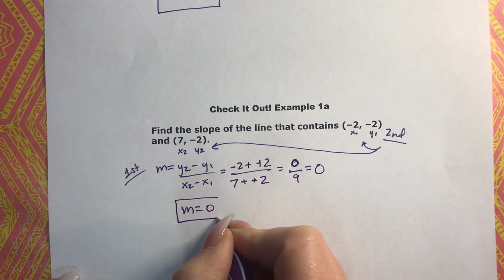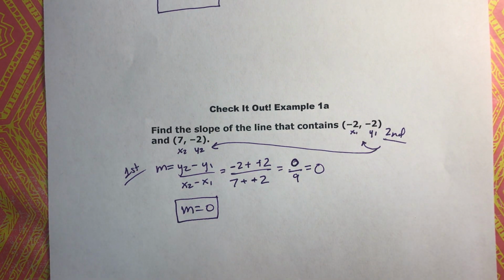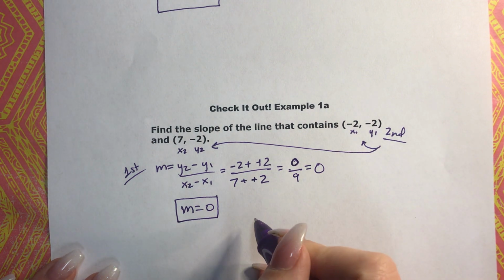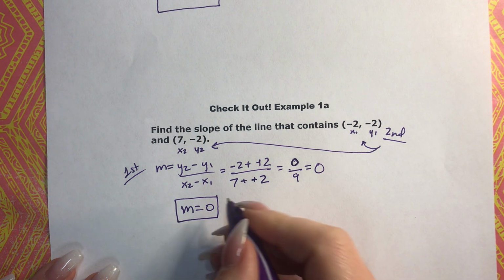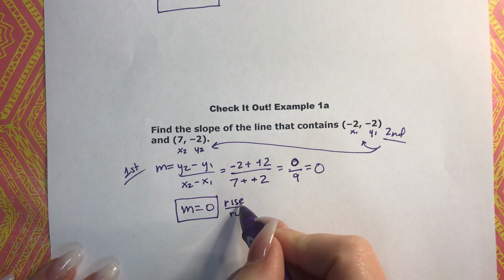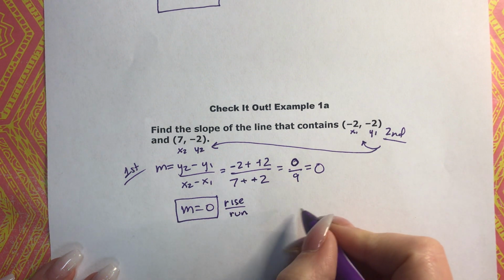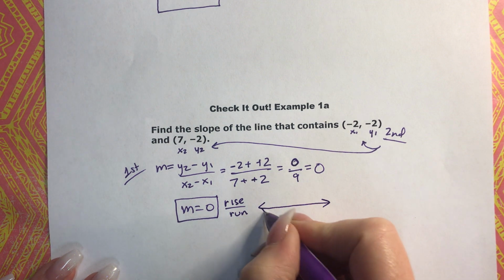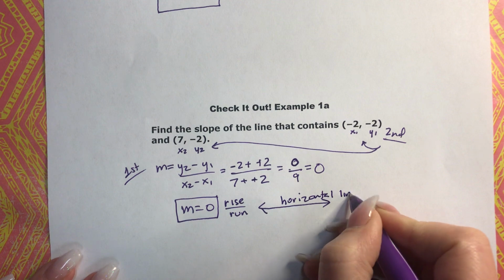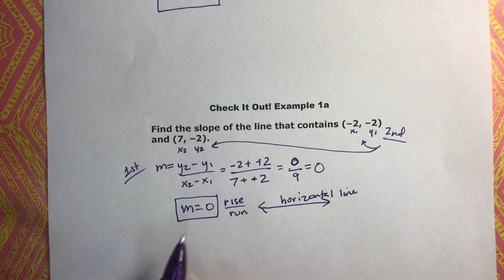Do you remember what kind of line has a slope of 0? Right? That means the rise over the run, right? That's what the slope is. So the rise is 0, which means it doesn't rise. So we're going to be dealing with a horizontal line. Okay, so for the problem, all you have to do is say m equals 0, but always know that when the slope is 0, that's referring to a horizontal line.